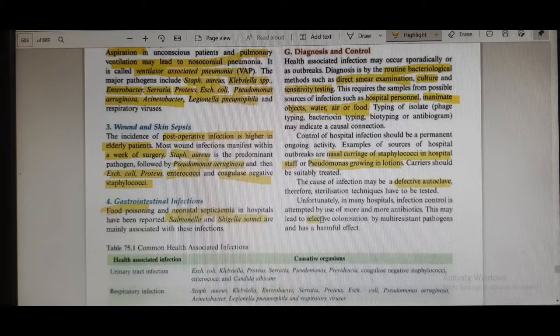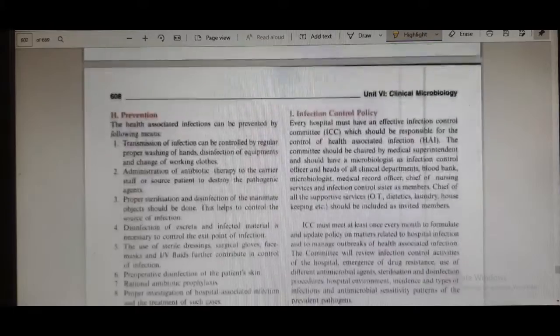So the selective colonization of multi-resistant pathogens has a harmful effect. So bacteria or any pathogen, on administration of antibiotic, might acquire the character of being resistant to those antibiotics, which might lead to difficulty in removing the colonies which have developed the multi-drug resistant property. So that completes diagnosis and control of the hospital acquired infection.